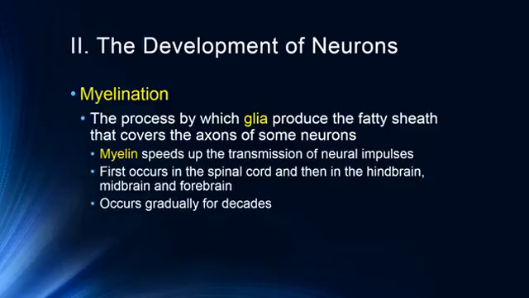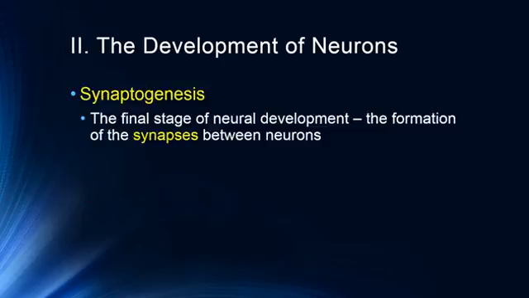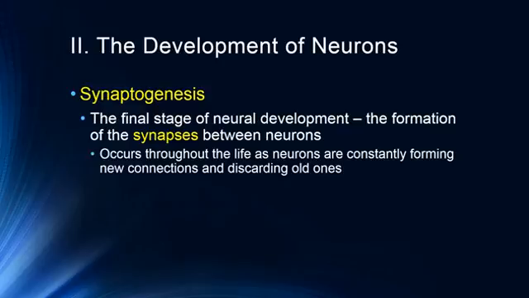The final process in the development of neurons is synaptogenesis, and this is the development of synapses. This is the final stage of neural development in which the formation of synapses between neurons occurs. This is when we get strengthening of connections between neurons and the development of the connections of chemical communication locations from axon to dendrite. So this occurs throughout life as neurons are constantly forming new connections and discarding old ones. This is how we learn.